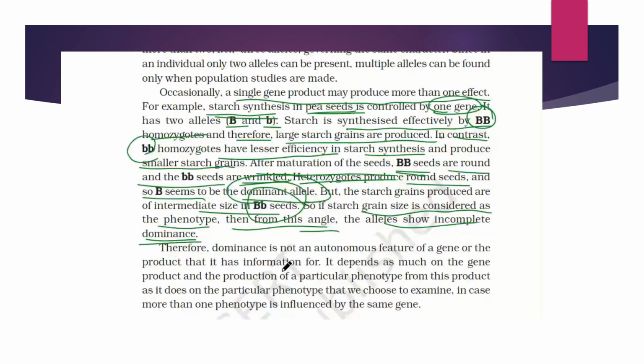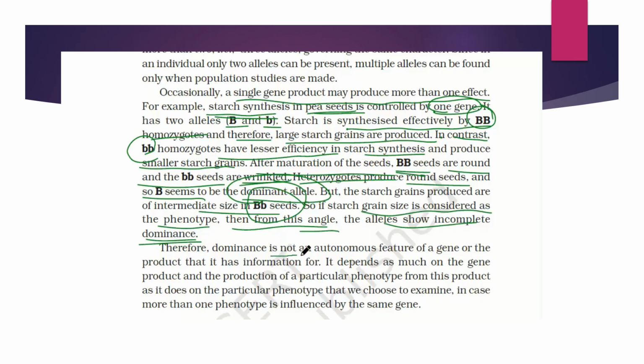If the starch grain size is considered as the phenotype, what does it mean? When you are externally seeing the visible character, one seed is big, one seed is small, and another seed is of intermediate size, neither large nor small. So this is showing incomplete dominance. It is not codominance, it is incomplete dominance.